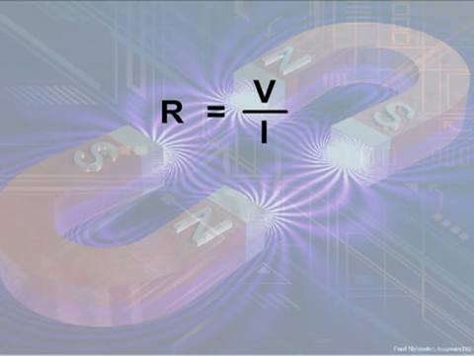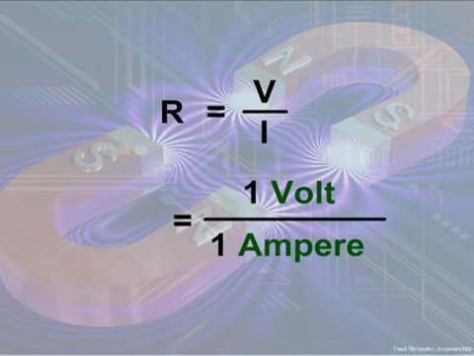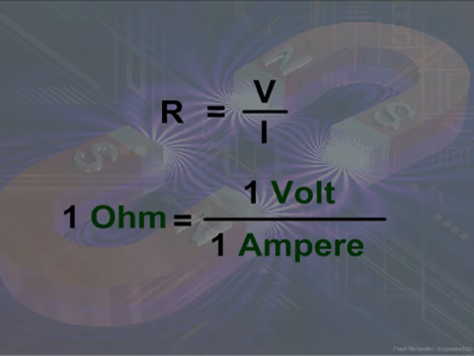Now, the SI unit for resistance is ohm and is denoted by the Greek letter omega. So if 1 volt of potential difference is applied across the ends of the conductor and a current of 1 ampere flows through it, then the resistance of the conductor would be 1 ohm.